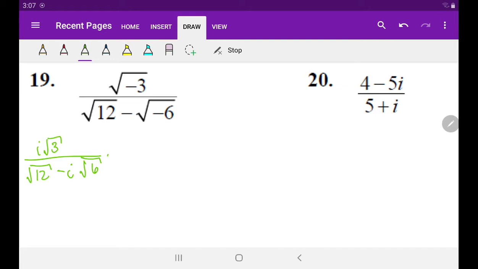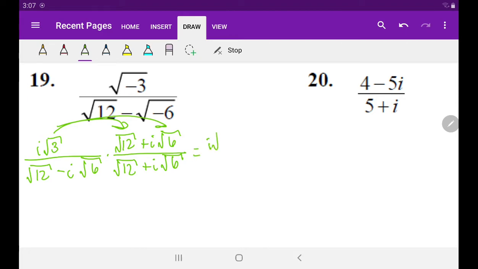And so we multiply by our complex conjugate, which is just going to be root 12 plus i root 6. So exact same thing as my denominator, but I flip the sign. I'm multiplying by the same thing in the numerator and the denominator. So now I take my i root 3 and distribute that across. So that'll give me i root 36 plus i squared root 18. If they're square roots, you can just multiply them and put them under one radical.